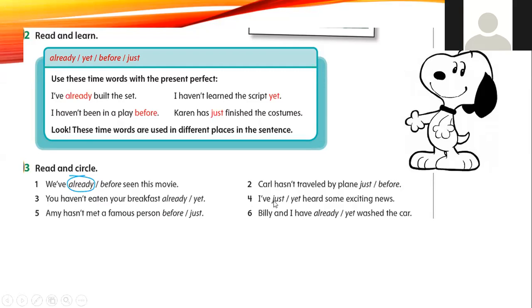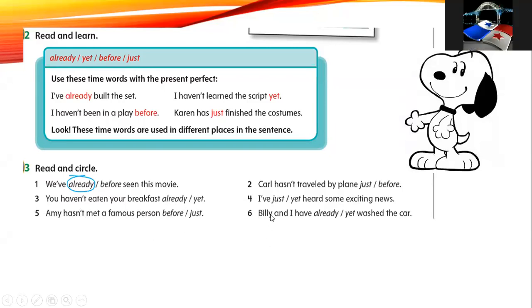Very good. Number 4. I just heard some exciting news. That means someone has told me something new. So I just heard some exciting news. Number 5. Amy hasn't met a famous person before. Before is always at the end. Very good. Amy hasn't met a famous person before.